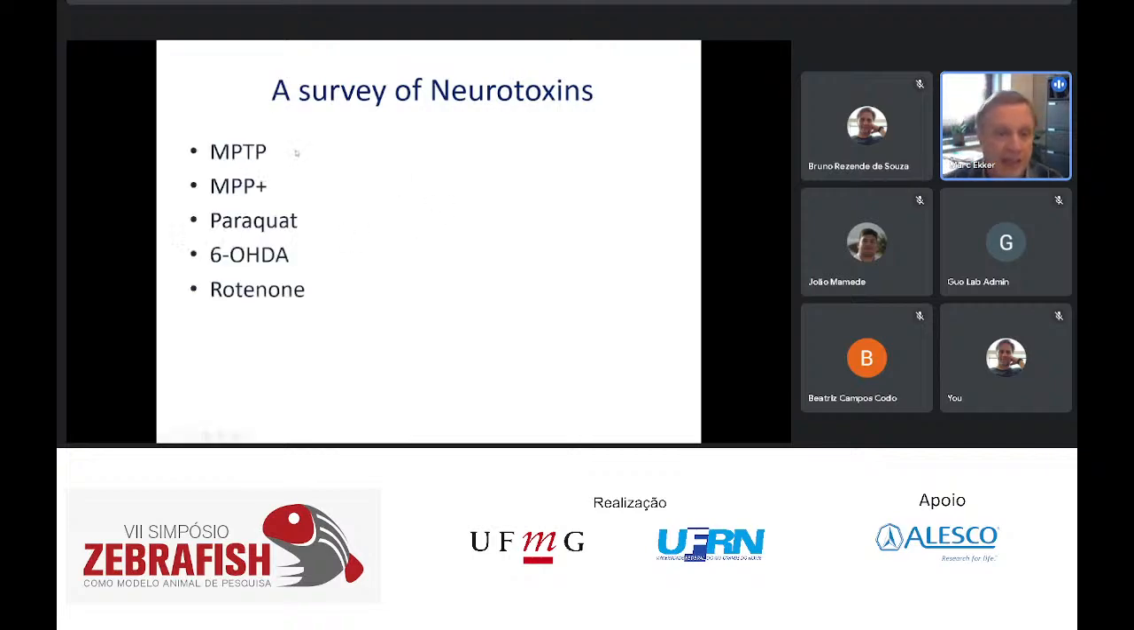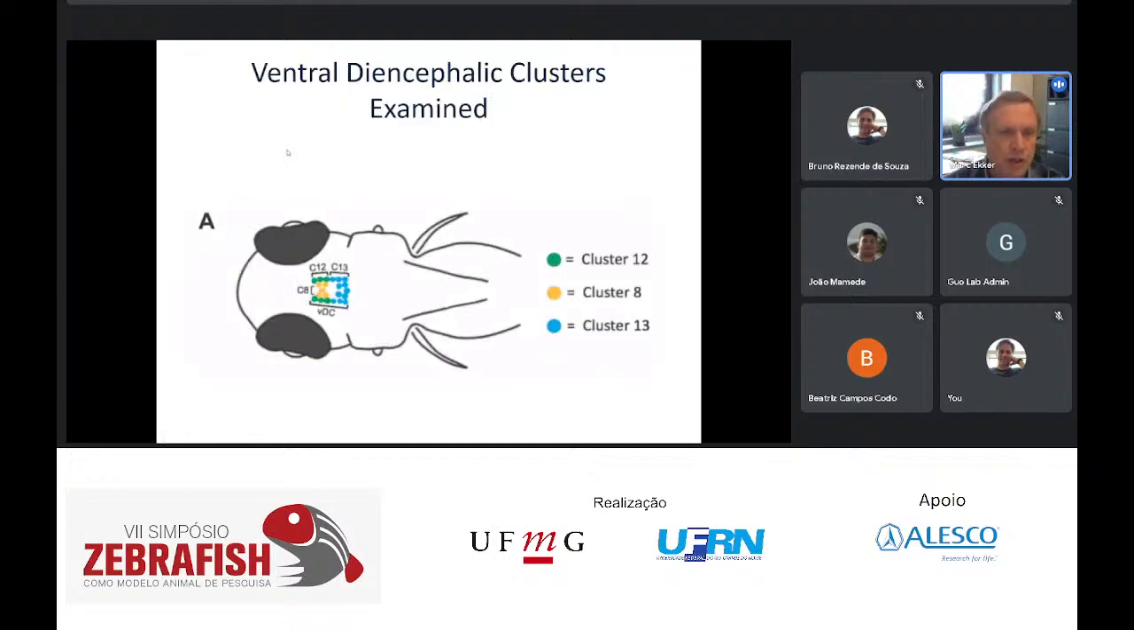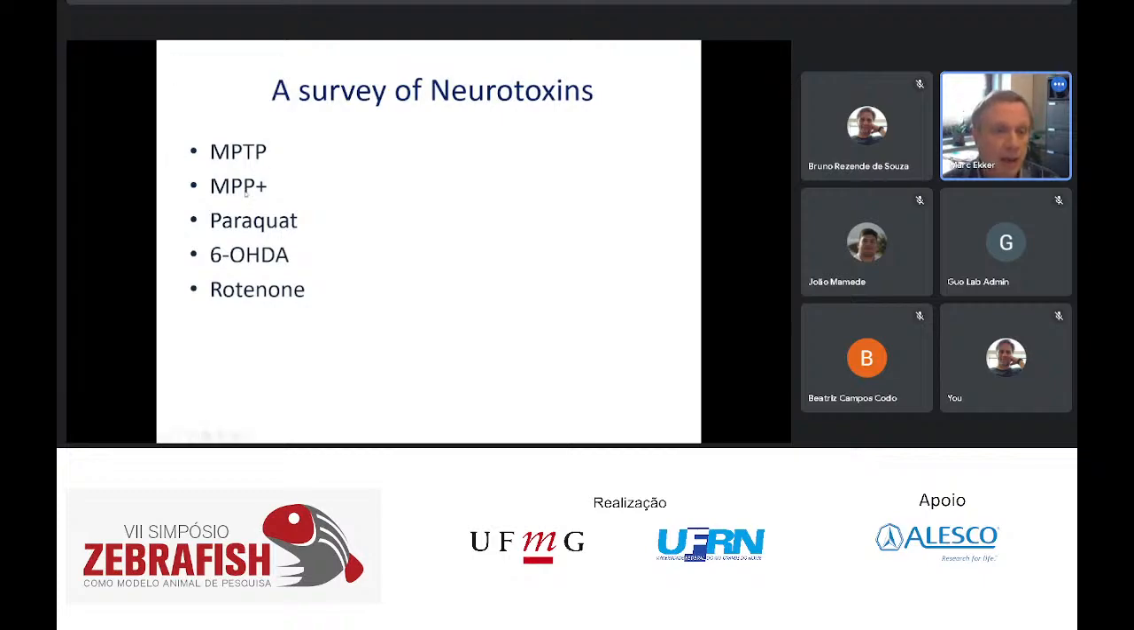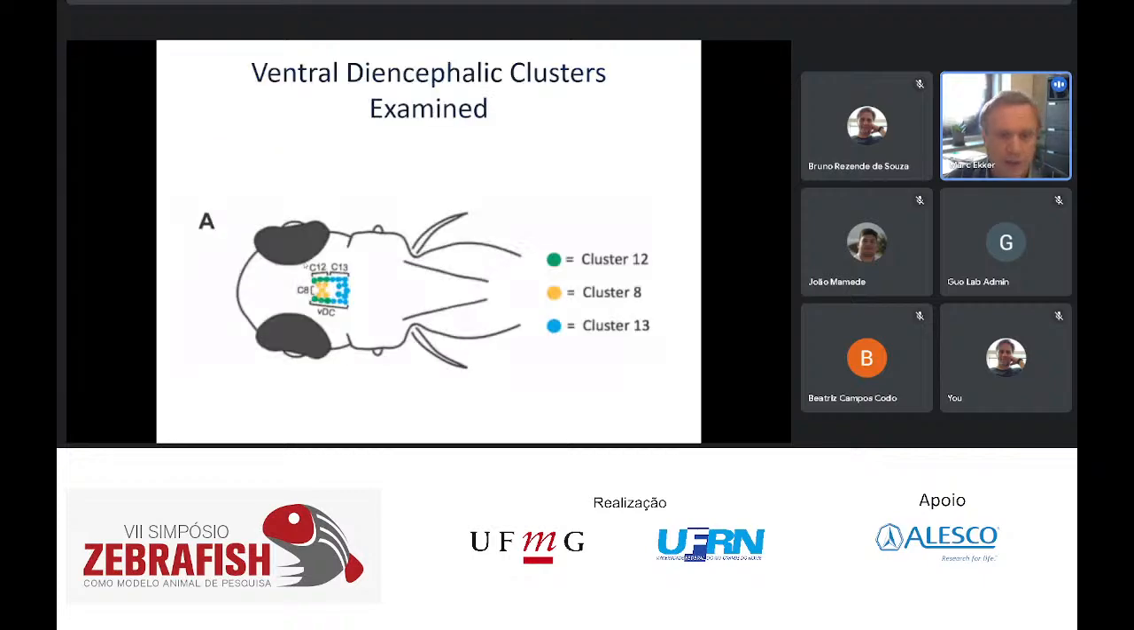So that's what Michael did, and he tested, using a similar schedule of administration, MPTP, MPP+, which is the active form of MPTP after it's been metabolized, paraquat, 6-hydroxydopamine, and rotenone. And this work that Michael did was done in juveniles, in embryos. And for some of the slides that I'm going to show next, we've divided this ventral diencephalic presence of dopaminergic neurons into clusters that were defined by colleagues, others.